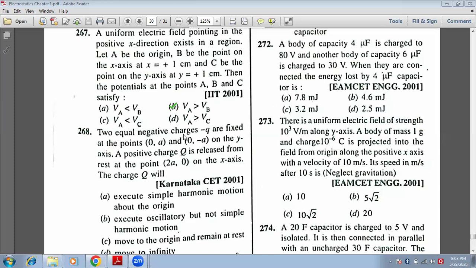Two equal negative charges minus Q are fixed at the points (0, a) and (0, minus a) on the y-axis. A positive charge Q is released from rest at the point (2a, 0) on the x-axis. The charge Q will: option A, execute simple harmonic motion about the origin; option B, execute oscillatory but not simple harmonic motion; option C, move to the origin and remain at rest; option D, move to infinity. Correct answer, option B, execute oscillatory but not simple harmonic motion.